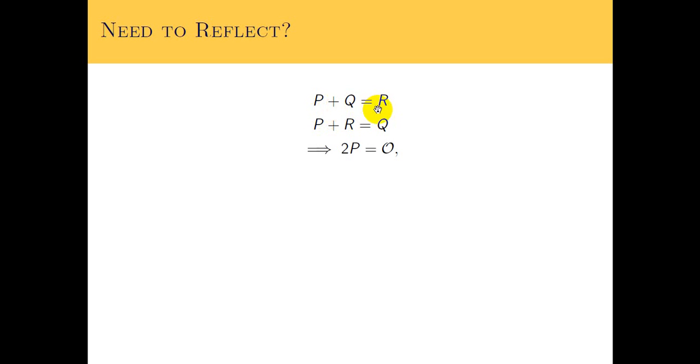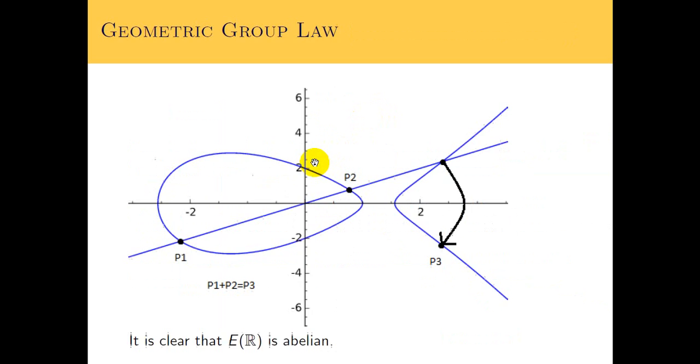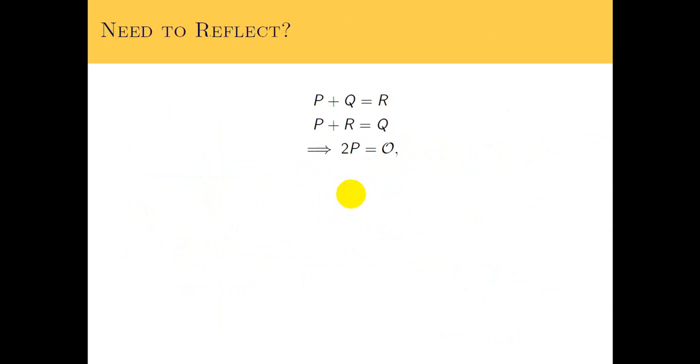So P plus Q is R, P plus R is Q. Let me go back here for a second so you can see. Imagine this is your P, this is your Q, and this is your R. If we don't reflect, if we just define P plus Q to be R without reflecting it, then P plus R must equal Q. Right? So what happened? Why is that a problem?